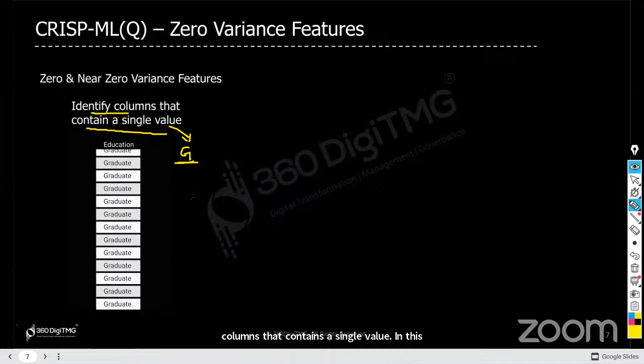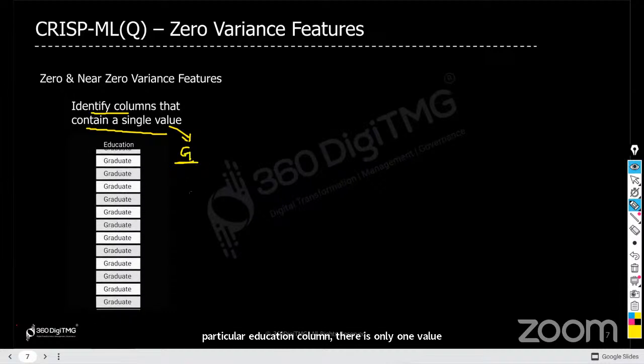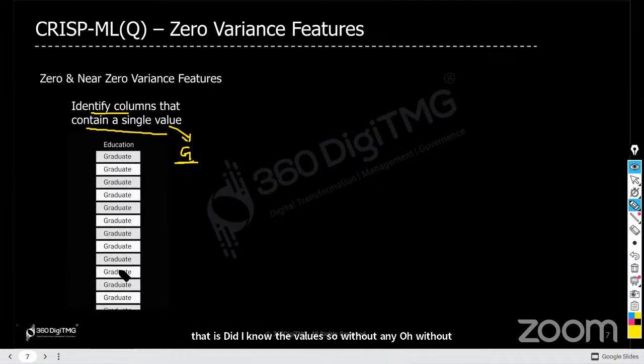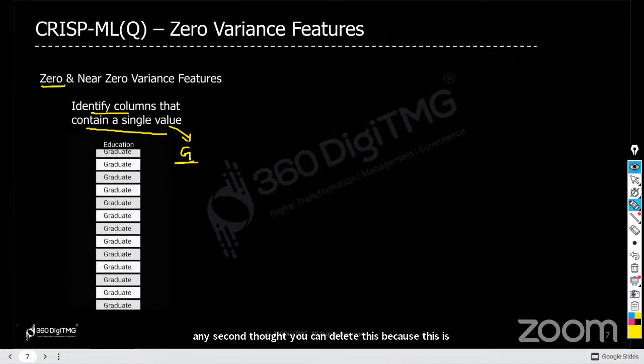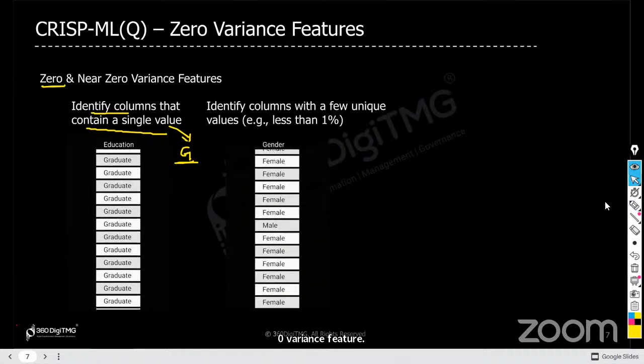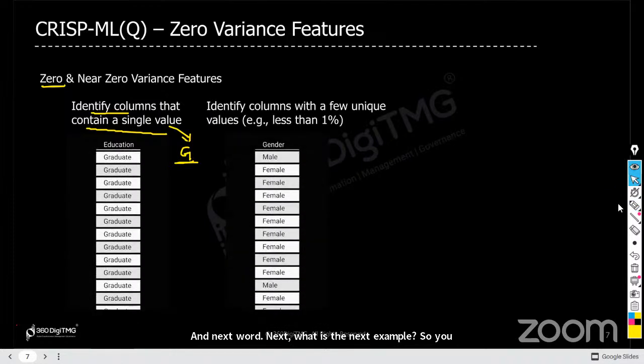There are no other values. So without any second thought, you can delete this because this is a zero variance feature. And next, what is the next example? You have to identify the columns with a few unique values.